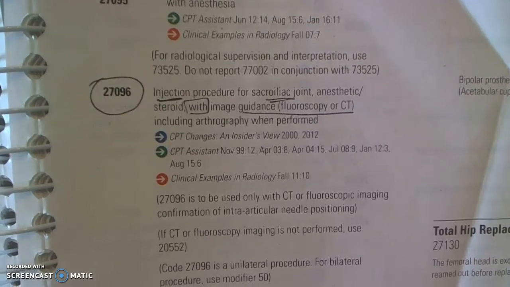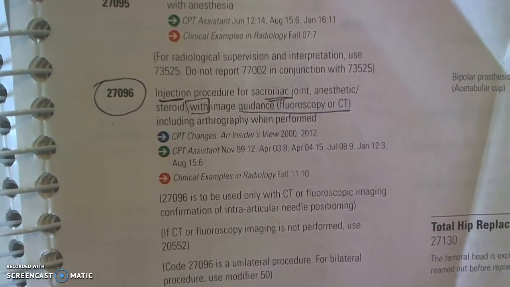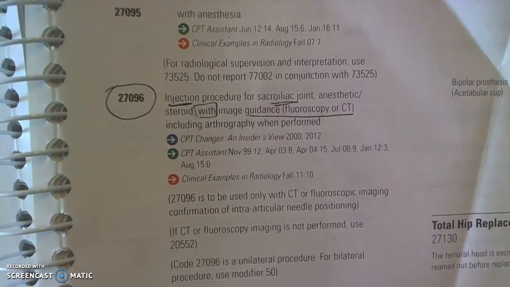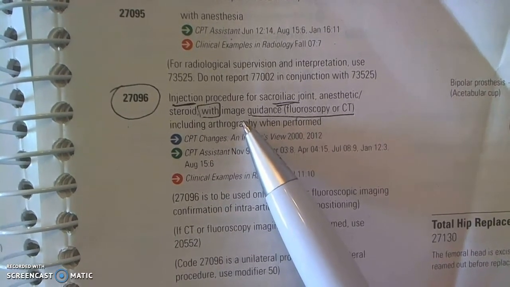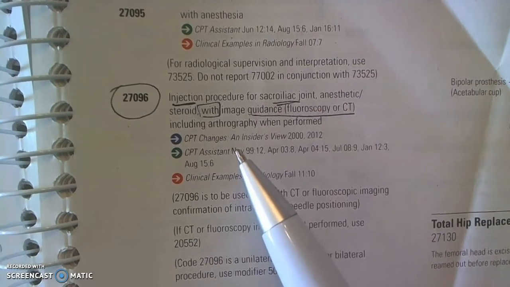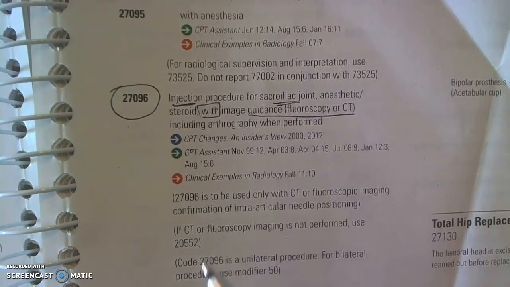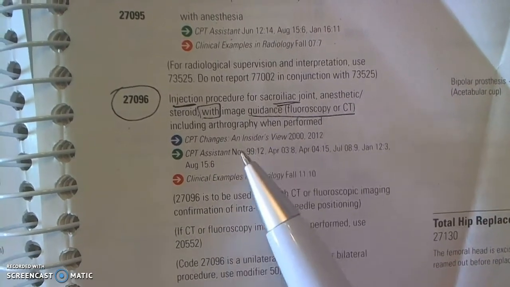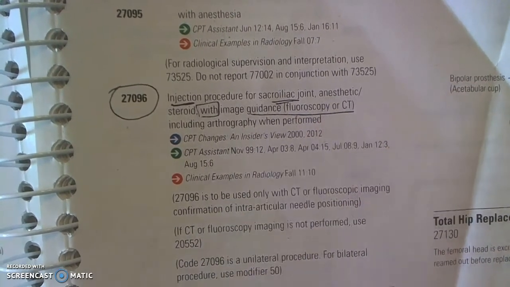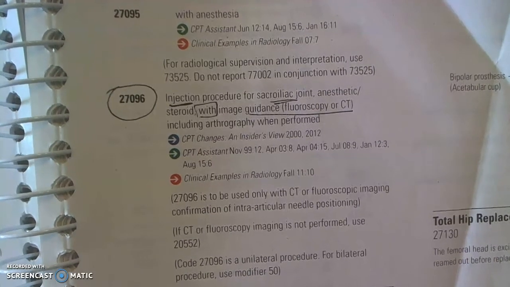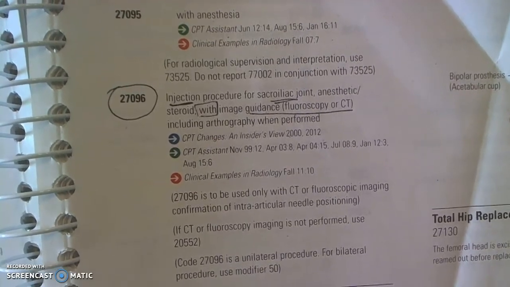So what is that telling me? I did not do arthrography. I do not see arthrography in the procedure that I'm looking for. So that means the image guidance is included in this code only if you did arthrography. Okay, if it's not included, what am I supposed to do? I will find another code for this CT done for needle imaging.